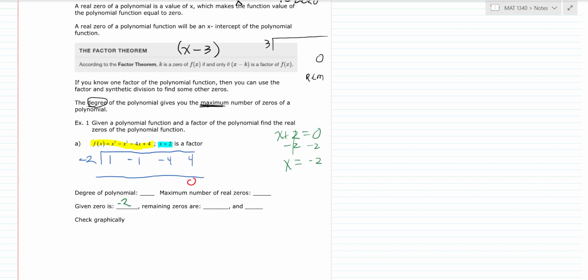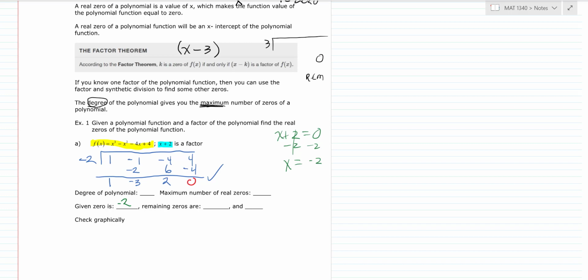So we're going to bring this down like we do. -2 times 1 is -2. Add the column, and you'll get -3. Multiply: -2 times -3 is +6. Add the column, -4 plus 6 is 2. Multiply -2 times 2, you get -4. So I told you so. You knew that was going to happen because I told you that x plus 2 is a factor.